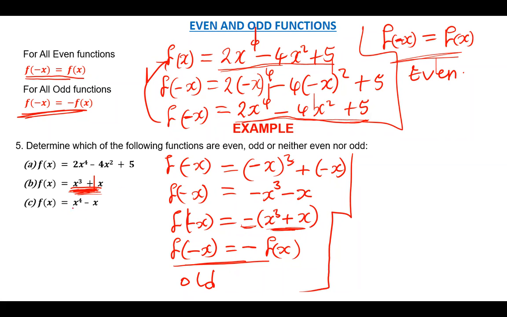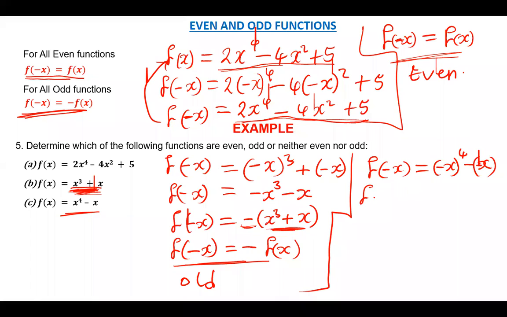You can have a function like this one, the last one there. So this last function, we also test it using f of negative x. While there is x, we're going to put negative x. So we're going to say negative x to the power 4 minus x. Oh, rather, we put negative x there. So negative x where there's x.